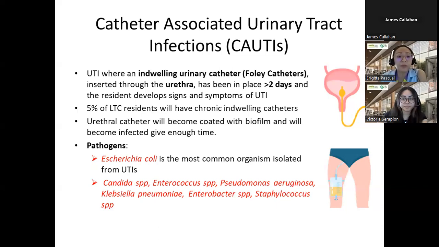Here are the most common pathogens associated with CAUTIs. E. coli is the predominant gram-negative organism of the normal bowel flora, and thus is the most common organism isolated from UTIs. And the other pathogens that are associated with CAUTIs are your Candida species, Enterococcus, Pseudomonas, Klebsiella, Enterobacter, and Staphylococcus species. Next slide, please.